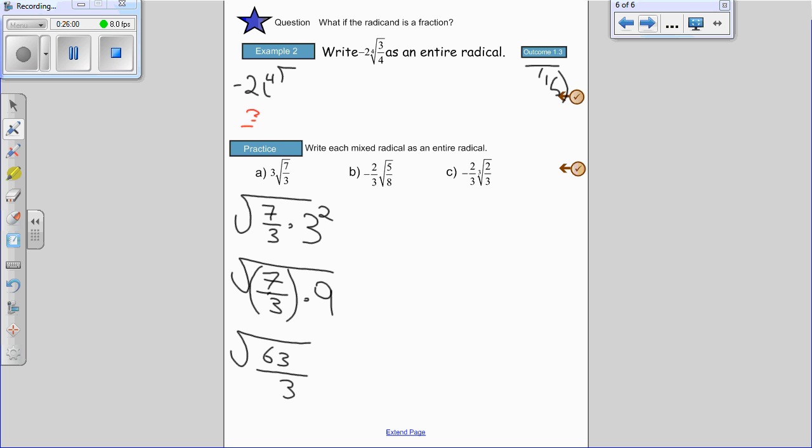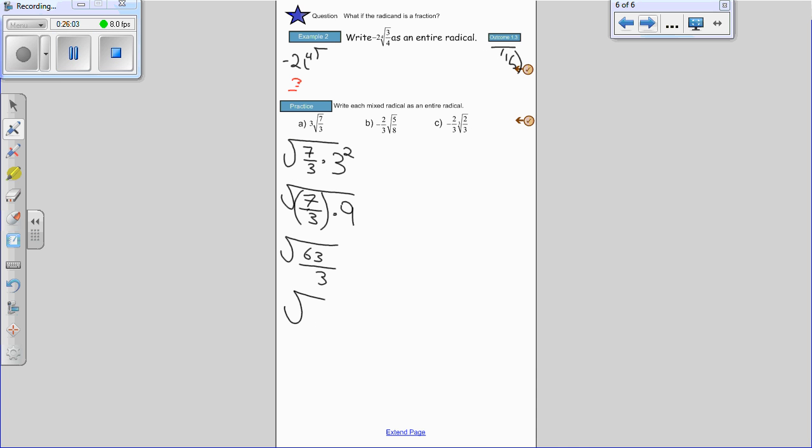A couple more together. Make sure everyone's got it. -2/3 times the square root of 5/8. The square root sign's going to stay the same. 5/8 stays the same, but it's in brackets. You're going to multiply it by -2/3, which is squared. Here we've got a little bit of a problem.